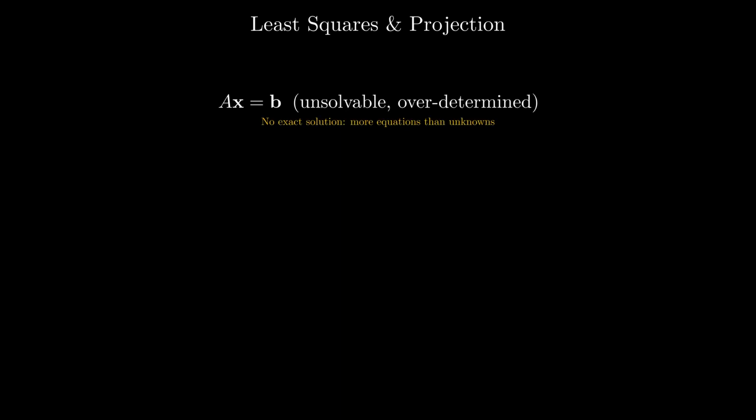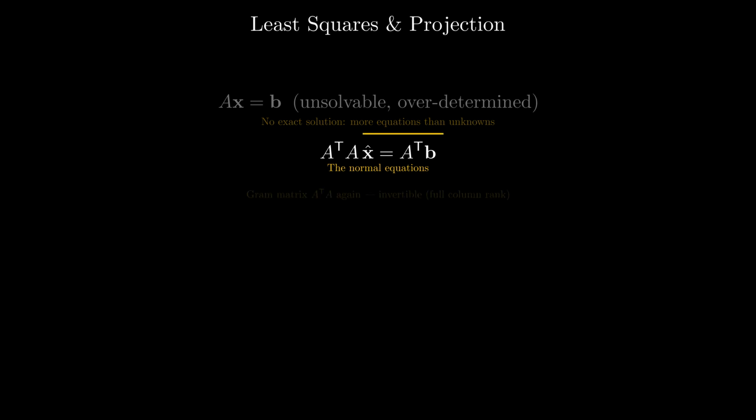This isn't a curiosity, it's the heart of least squares. When the equation Ax equals b has no exact solution, an overdetermined system with more equations than unknowns, you want the closest thing you can get. The normal equations are A transpose A times x hat equals A transpose B.